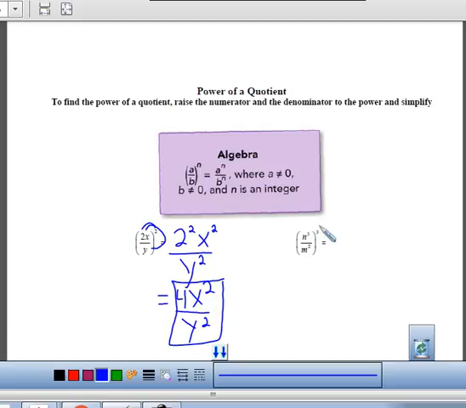And then the next one, the exponent goes with both the numerator and the denominator, raising a power to a power, so n to the 3rd power times 3, over m squared times 3. So we get n to the 9th over m to the 6th, and we are done.